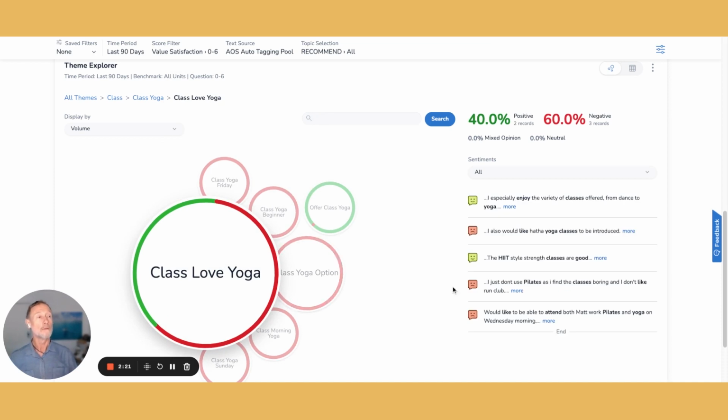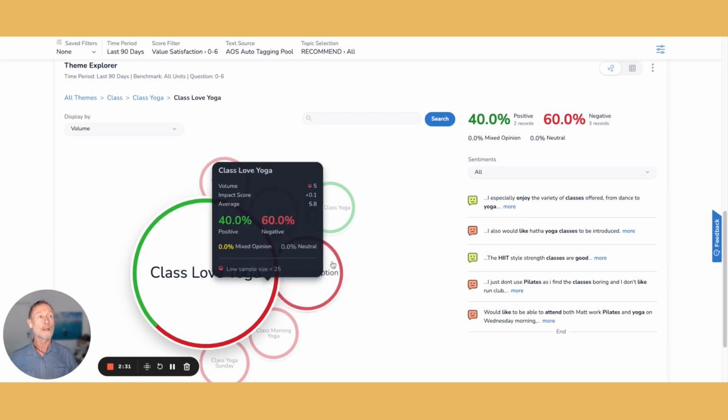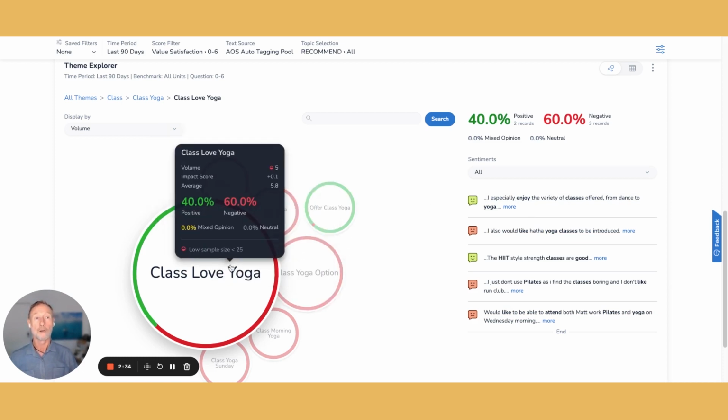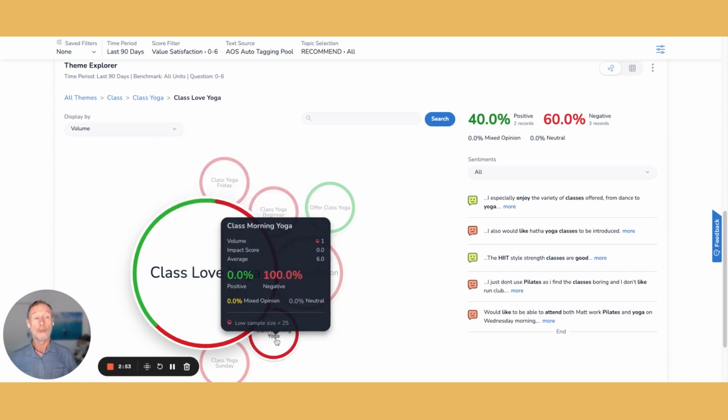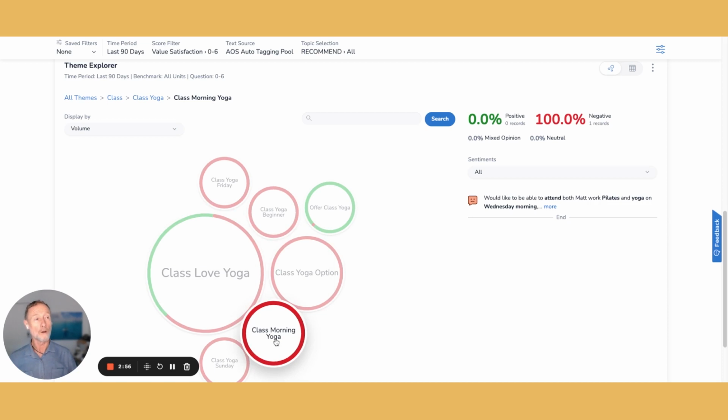Yoga class love, what are the comments there? And it's essentially a mix of comments, and you can explore those and see, are there any themes that are coming out that are worthwhile looking at? This is a relatively small sample set. So it's less than 25, as you can see there. So I wouldn't be too worried about any of these things until you're getting a large sample size. 5 comments, probably not worth focusing on too much. If you had 25 comments about a particular thing, let's say morning yoga, then yes. But we see here morning yoga, only 1 comment.